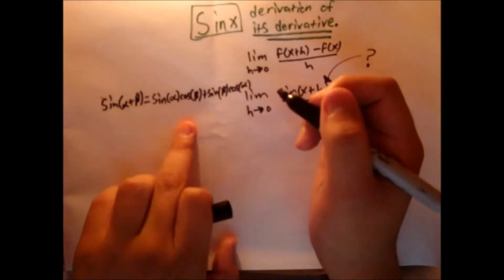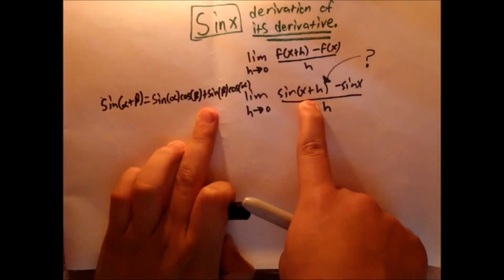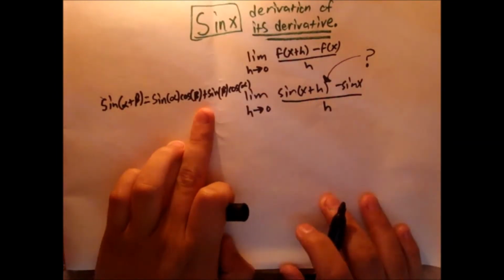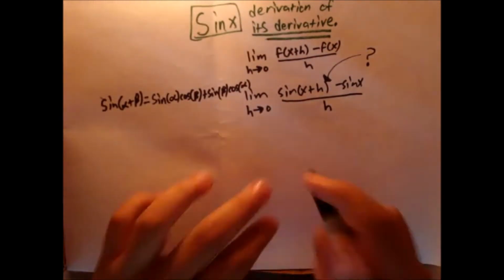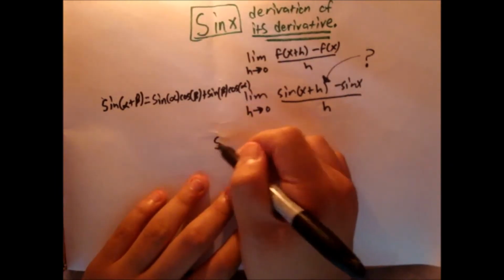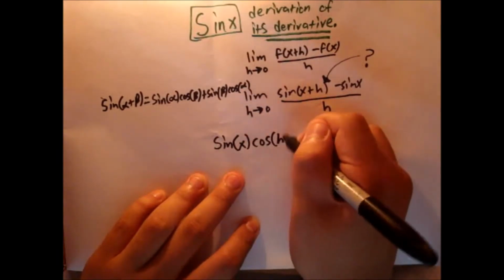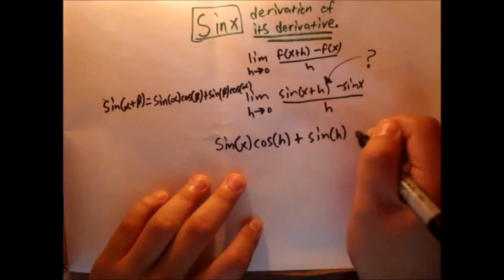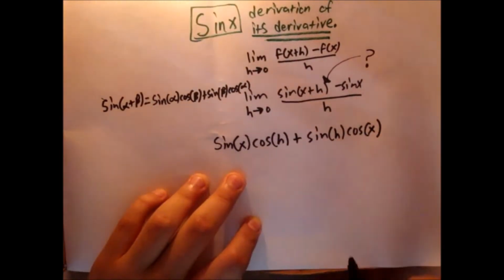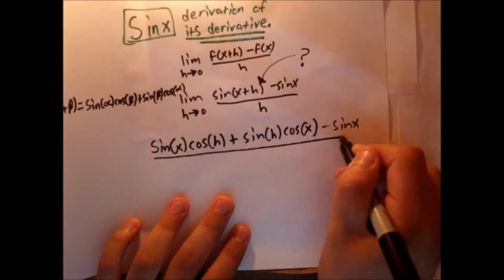Now, we can actually use this formula to simplify this part. In other words, to break it up into smaller pieces so we can actually do something with it. So if we follow the formula, we can break up sine x plus h into the following: sine x cosine h plus sine h cosine x. Now it's completely broken apart, and we can fill in the missing pieces here. I'm just rewriting the whole thing.